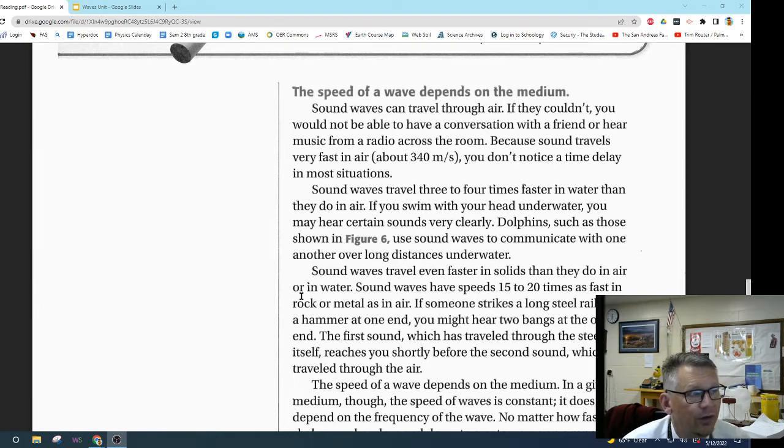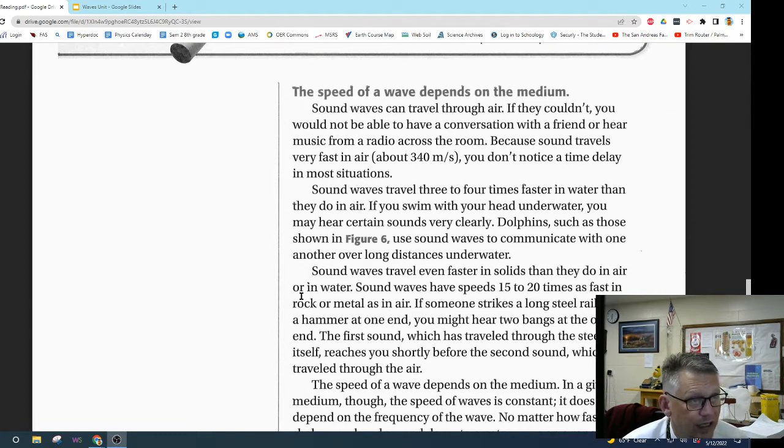Sound waves travel 3 to 4 times faster in water than they do in air. If you swim with your head underwater, you may hear certain sounds very clearly. Dolphins, such as those shown in Figure 6, use sound waves to communicate with one another over long distances underwater. Sound waves travel even faster in solids than they do in air. Sound waves have a speed 15 to 20 times faster in rock or metal than in air.